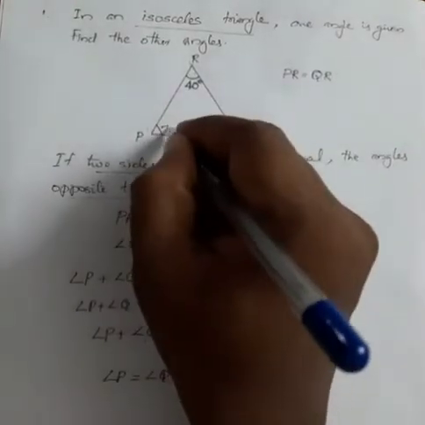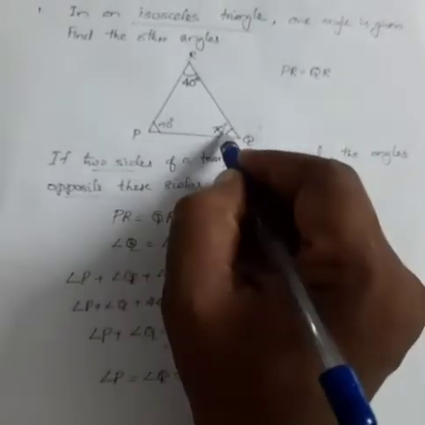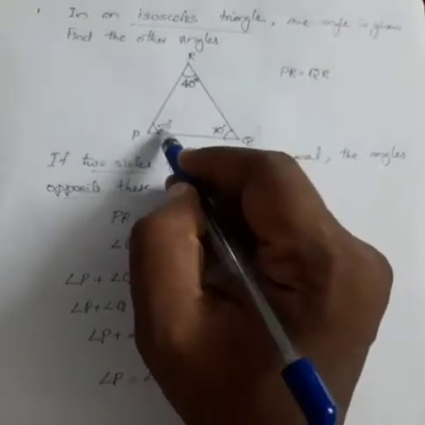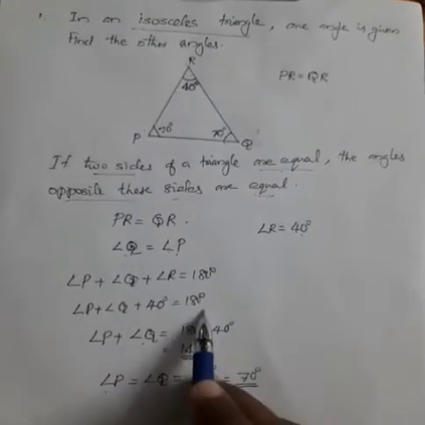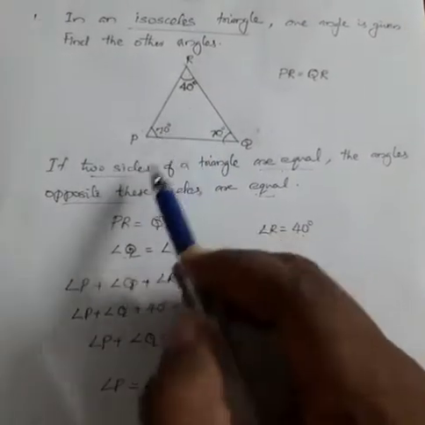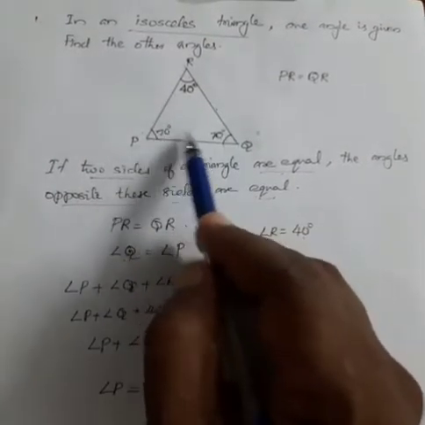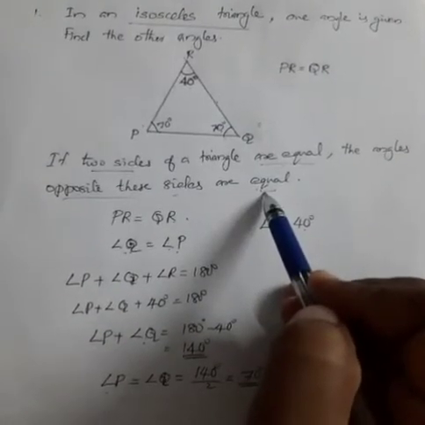So angle P is 70, angle Q is also 70. 70 plus 70, 140. 140 plus 40, that is 180. So the sum of angles is 180. And in the case of isosceles triangles, if two sides are equal, the opposite angles are also equal.